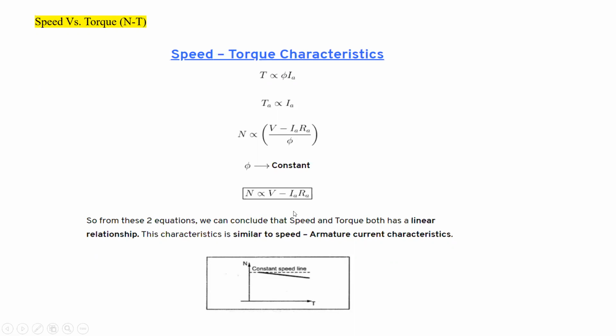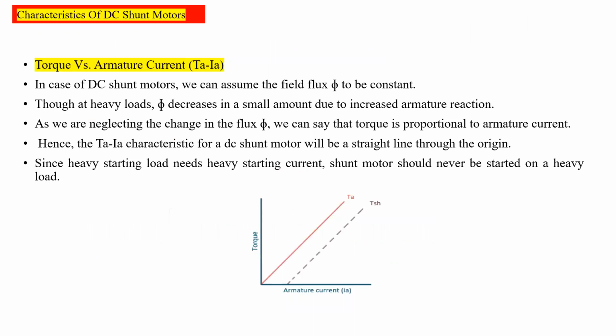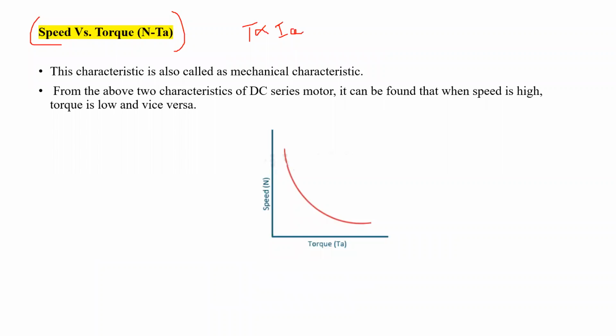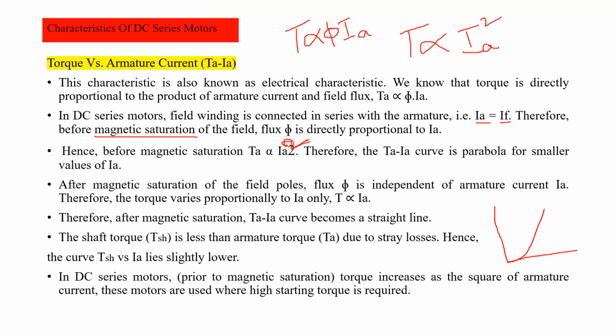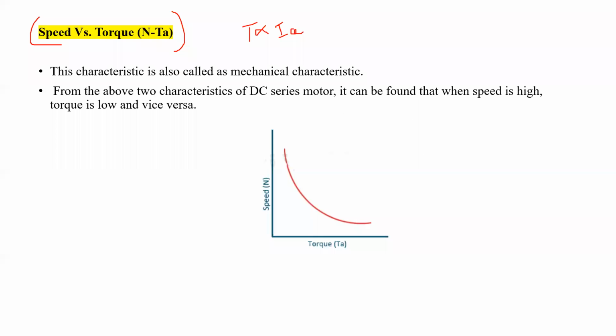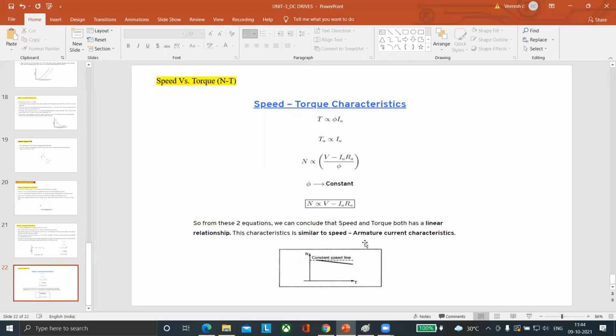This is the speed torque characteristic of the DC shunt motor, speed versus armature current of the DC shunt motor, and torque versus armature current of the DC shunt motor. And likewise speed versus torque of the DC series motor, speed versus armature current of the DC series motor, and torque versus armature current of the DC series motor. So these are the graphs. Please remember all these graphs. Clear?